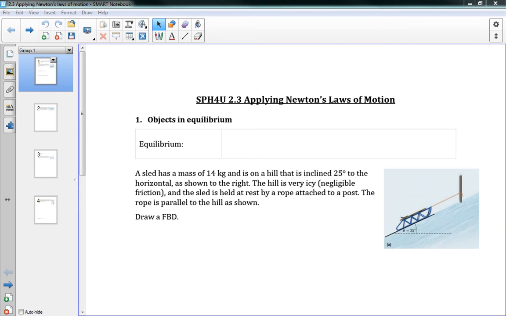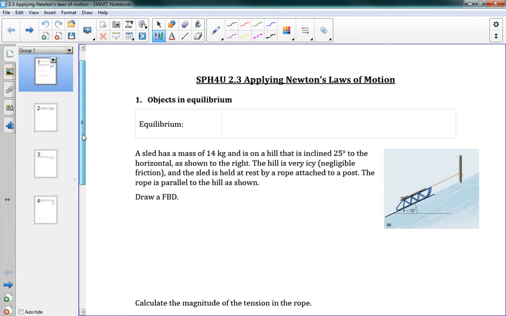Hello, and welcome to 2.3 Applying Newton's Laws of Motion. I think this is a fun lesson because we're not really learning any new concepts, we're just looking at some challenging problems and trying to understand how to approach them. So, we're going to look at two types of problems.